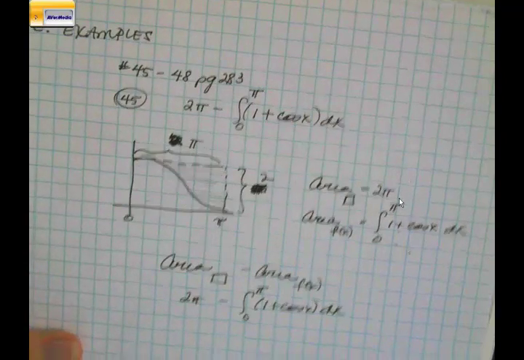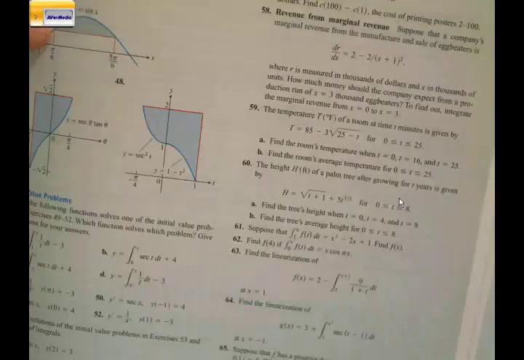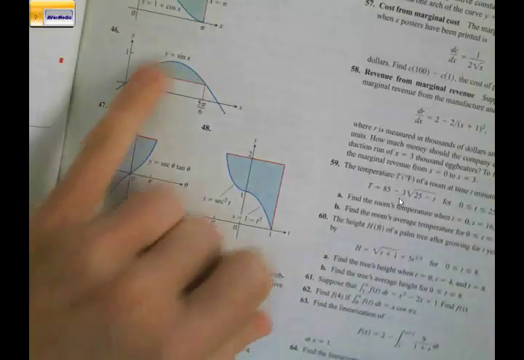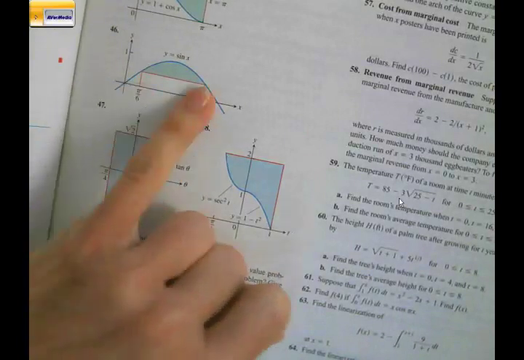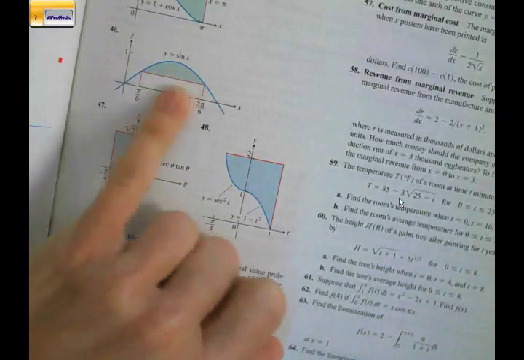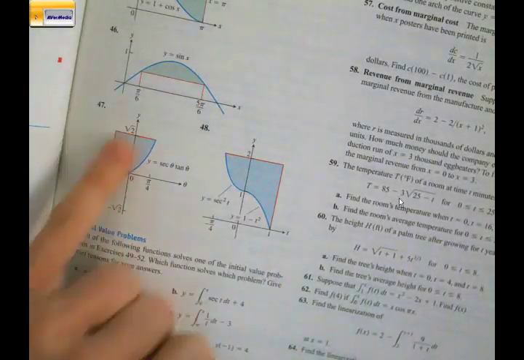Okay, really cool. Kind of fun. And then they do a little more of it, like number 46. You take the area under the curve from pi/6 to 5 pi/6, and then you subtract out the area of that little rectangle. Okay, you can do that. This one would be a little more difficult.